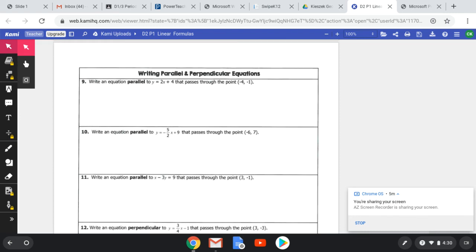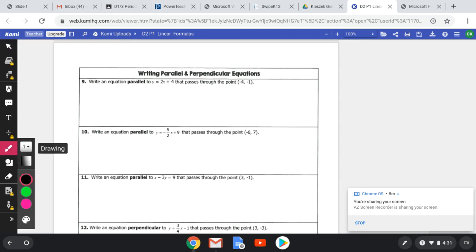Number 9 says, write an equation parallel to y equals 2x plus 4 that passes through the point -4, -1. So if you recall from the last section, lines are parallel if they have the same slope. So what that means is that since it's parallel, I need to have the slopes be the same. So what is the slope in this equation? It's going to be 2.